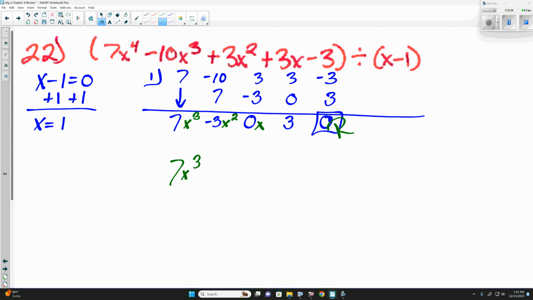So our answer is 7x cubed minus 3x squared plus 3. Because that means 0x is just 0, we don't need it. Since the remainder is 0, we don't need it either, because they're both 0. We only needed them plugged in as 0 for us to actually do the division. We don't need them in our answer.